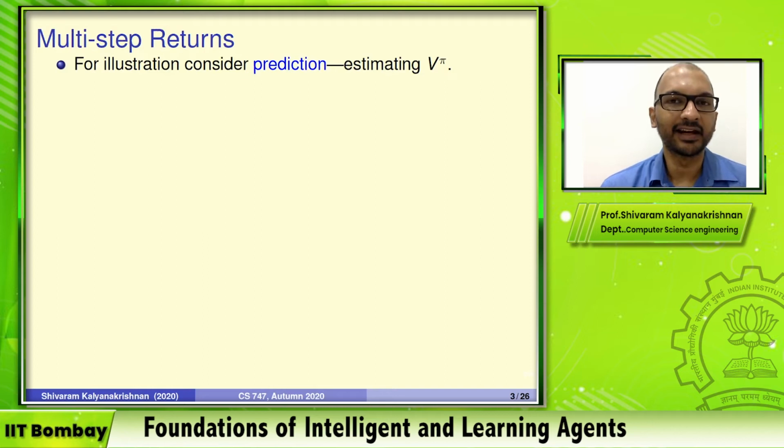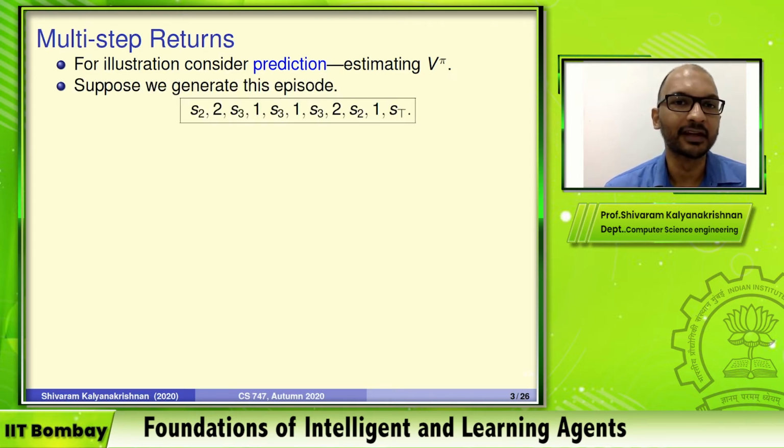Again, for illustration, we are going to start by considering the prediction task. Thereafter, most of the things we do for prediction will generalize to control. But for concreteness, let's look at the prediction problem, where you're given a fixed policy pi and you're acting according to this policy. You want to estimate the value function of this policy, v pi.